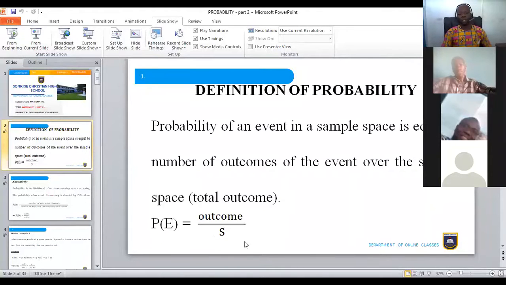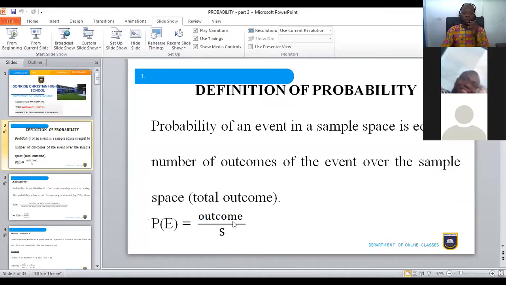So probability of event. The last time we described what an event is. If I write this, the P there represents probability, the E there represents the event. So we say probability of that event equals the outcome over the sample space. The S there, we also said, represents the sample space. That's the definition of probability.